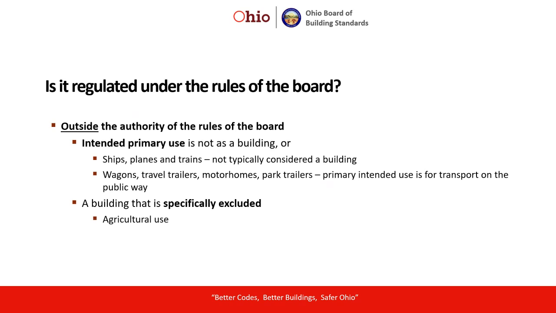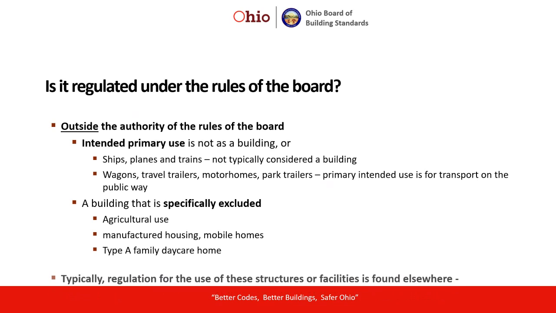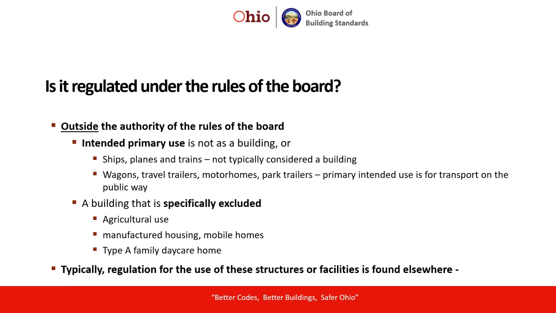There are also some building types that are specifically excluded under each of these codes. Sometimes it's an agricultural exemption. Specifically excluded under both codes is manufactured housing and mobile housing. Specifically excluded is a type A family daycare. And we'll talk about that a little bit more later as well. So typically what we'll find is that there are other agencies that have regulation over these various types of things that are outside the scope of the rules of the board.